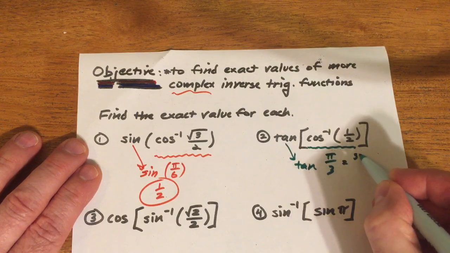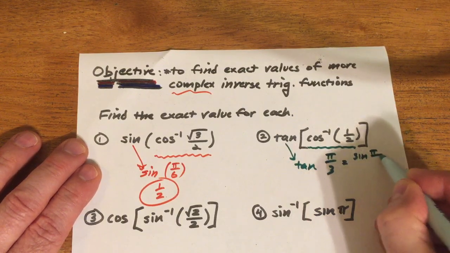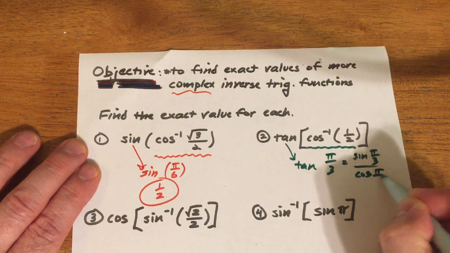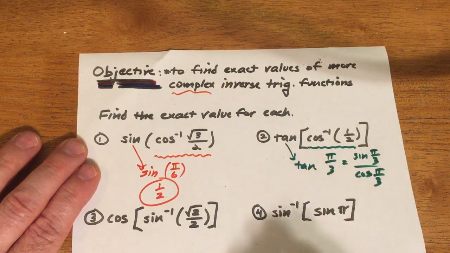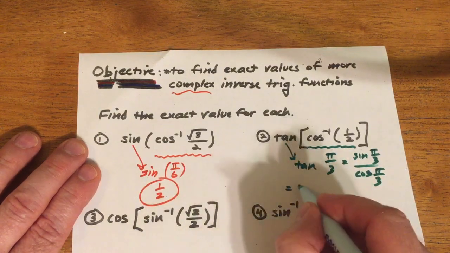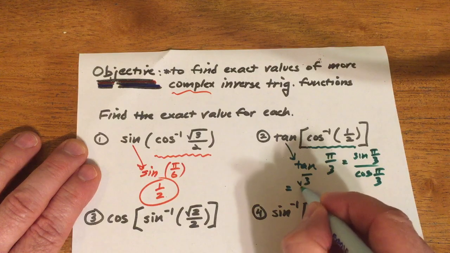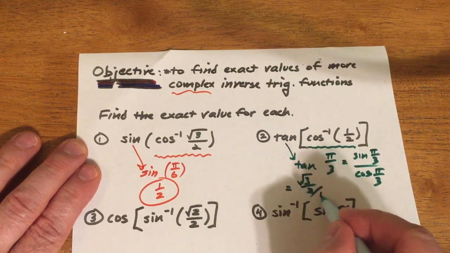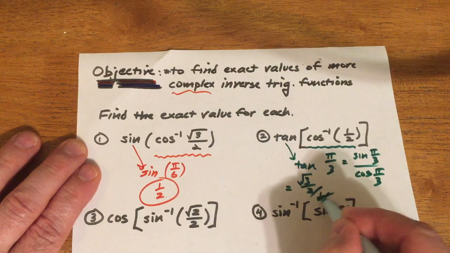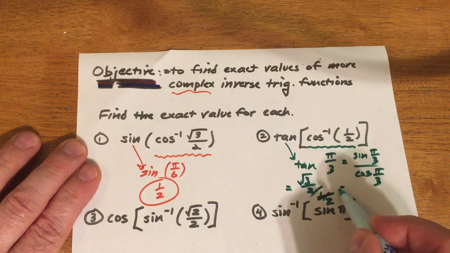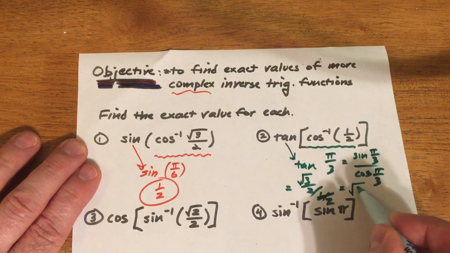Let's write this step out here because this will be helpful. Over cosine of pi over 3, like that. But we know that our sine of pi over 3 is going to be square root of 3 over 2. Our cosine of pi over 3 is going to be 1/2. That's not pretty. And if we multiply by the reciprocal, we're going to get square root of 3.